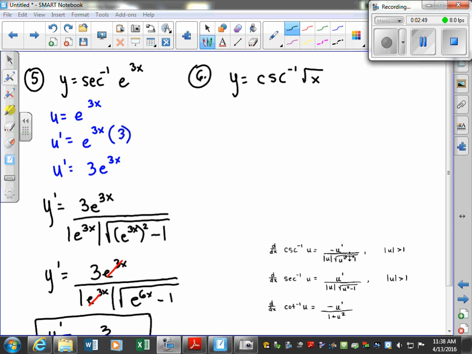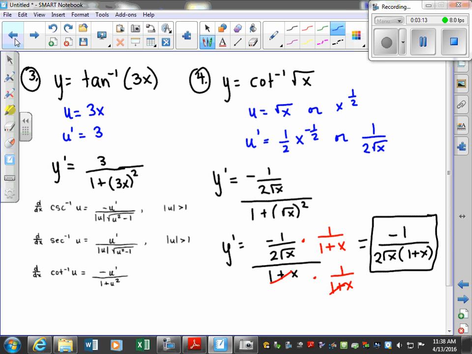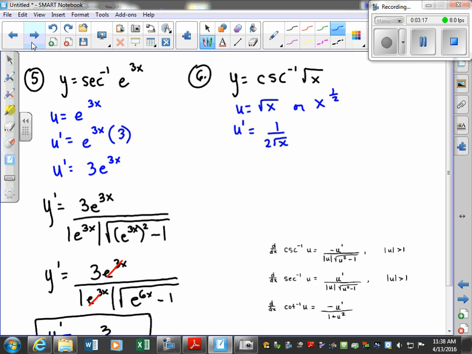Okay, so here's the formula we're going to be using, and u was the square root of x, or x to the 1/2. U prime, we actually did this one a minute ago, so if we just use the same one simplified, it's 1/2 x to the negative 1/2, and that simplifies to 1 over 2 square root of x. Right here. Okay.